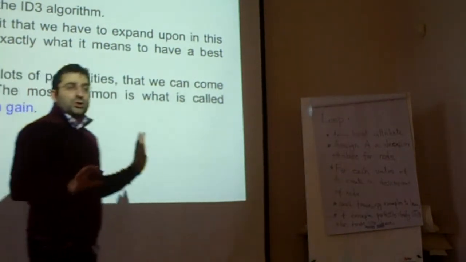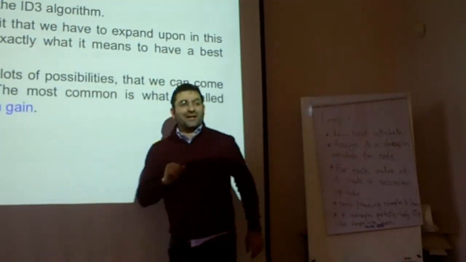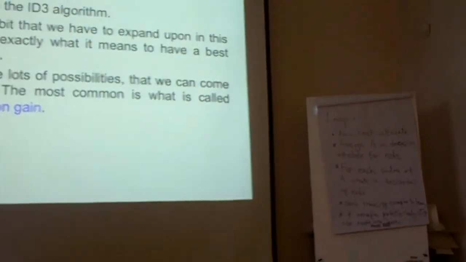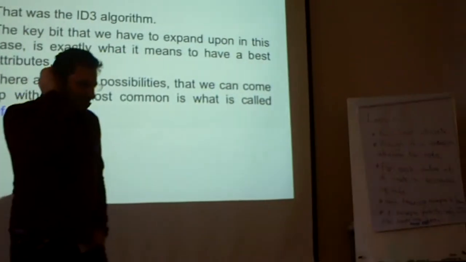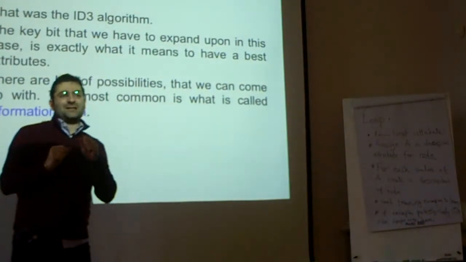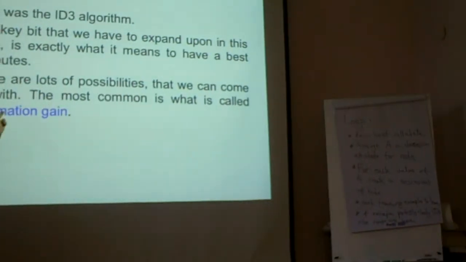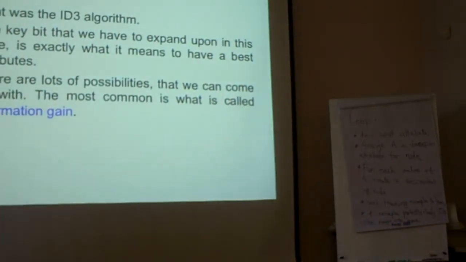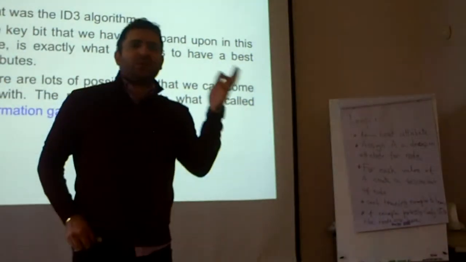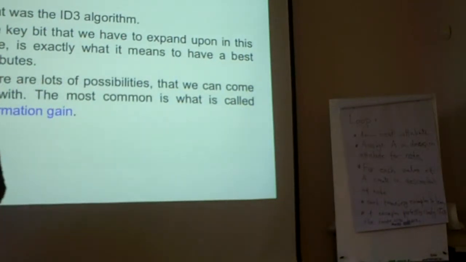Now, to define the best attribute, we want to use a definition which is called the information gain. What is information gain? If you remember when we were reviewing probability, we had some slides telling what entropy is in information and what the information gain is. Do you remember what information gain was? What do you think the definition of information gain should be? Change in entropy.